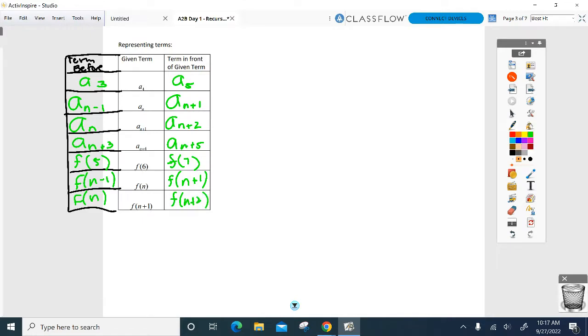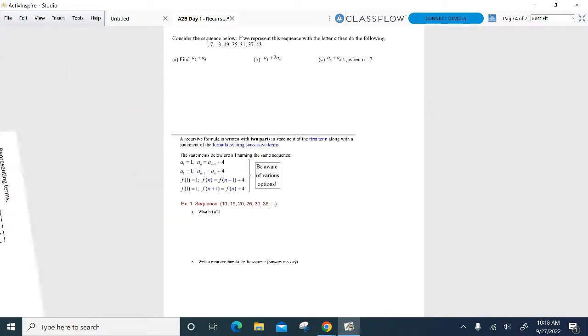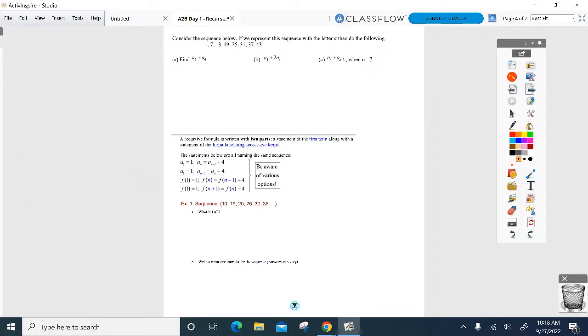And why are we doing that table? You'll see in about 3 minutes why that table is so important, that you understand whatever term we're on, how to get to the term before it. All right, now let's do a little calculations with the sequences.